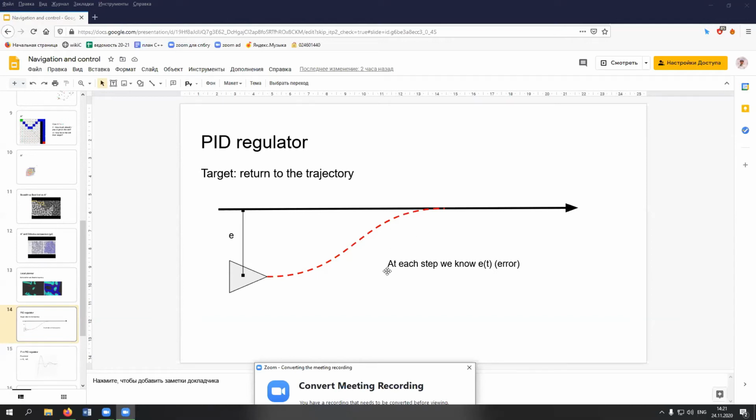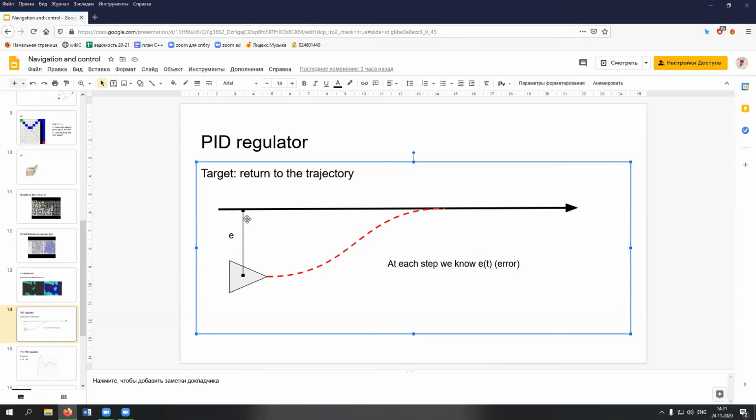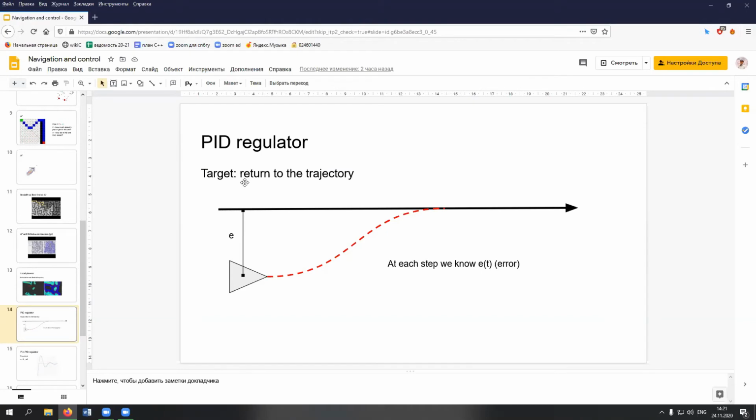Let's assume that on every step we know the distance from the real trajectory. How can we return to the trajectory if we know the error on every time step? Well, let's think that we don't know anything about PID regulators. Let's just come up with a new idea. Okay, so once again, the task. We have the well-known trajectory, but we are not on the trajectory, but we know the distance or even the rotation.